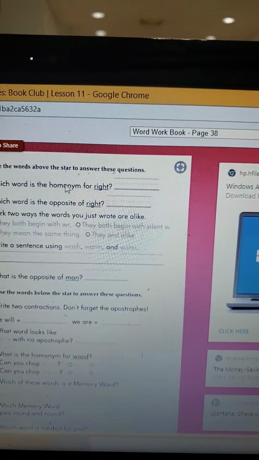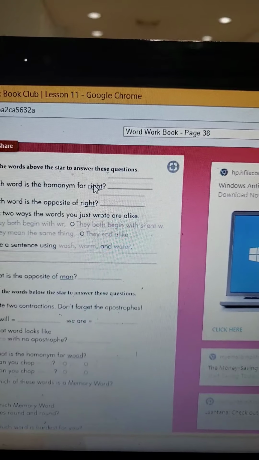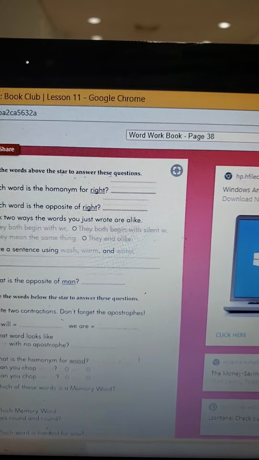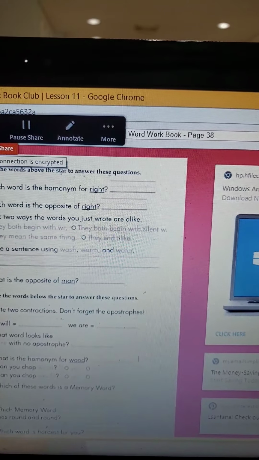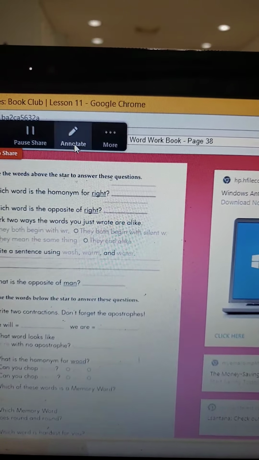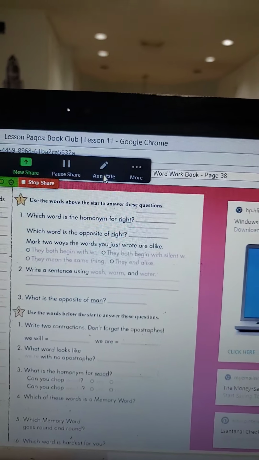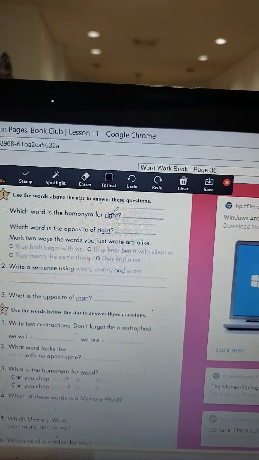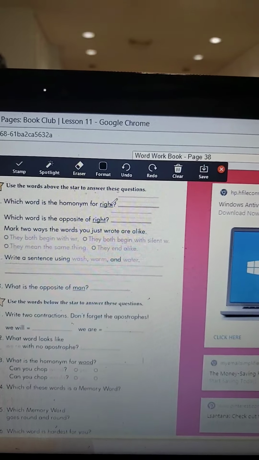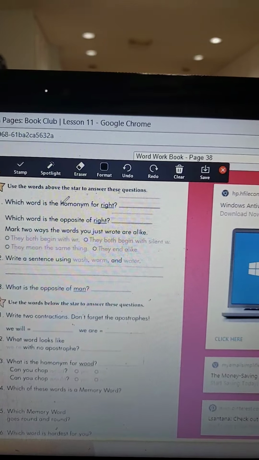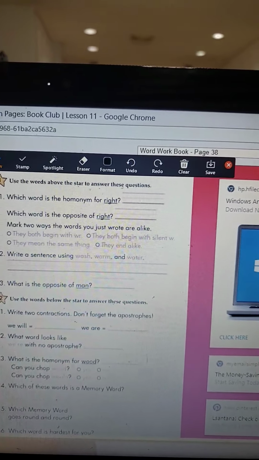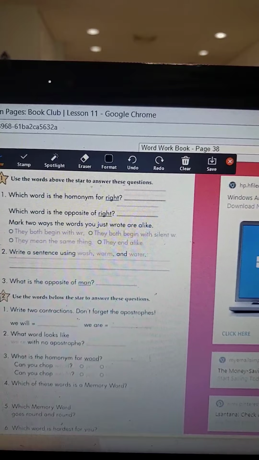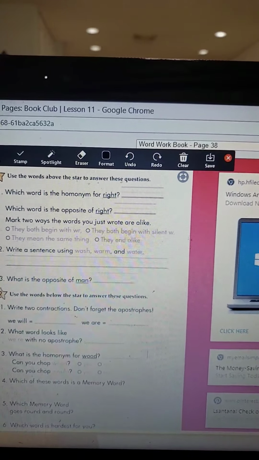Which word is a homonym for right? A homonym is a word that sounds the same, but is spelled differently, and it also has a different meaning. So let's see a word that sounds just like right. This kind of right, which means not left but right, but it's spelled differently. So the answer is this word, write. And this word means when we write something, right?